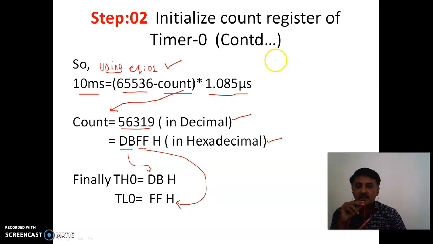As I said initially, TH0 and TL0 are supposed to be filled. So we have calculated DBFF. Placing the corresponding lower bit and higher bit values to the register, TH0 will carry DBH, TL0 will carry FFH.